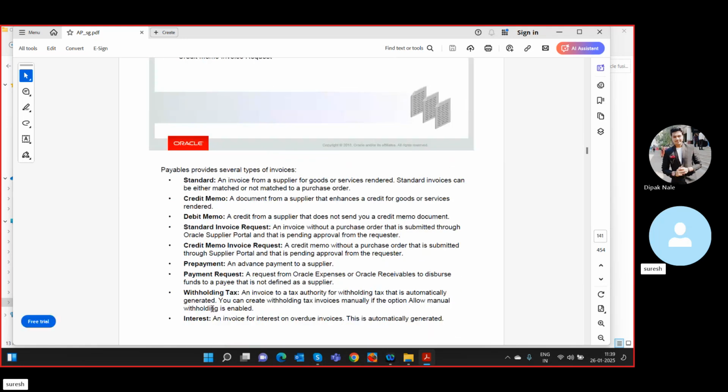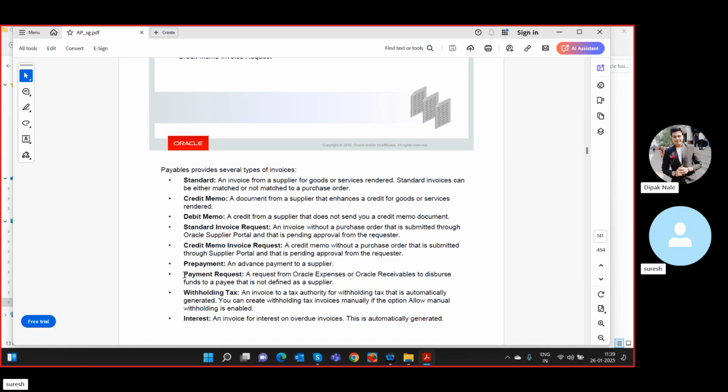What are the types of invoice? Standard invoice, credit memo, debit memo, prepayment. Prepayment is an advance. Okay. Advance. Yeah. Payment request. Oracle expense or Oracle receivable.